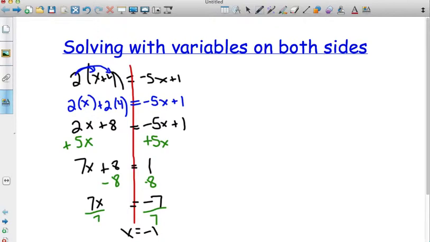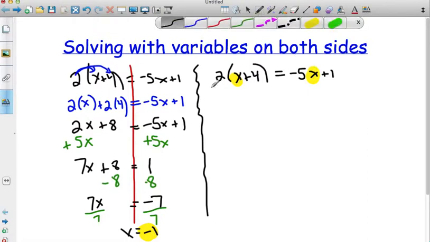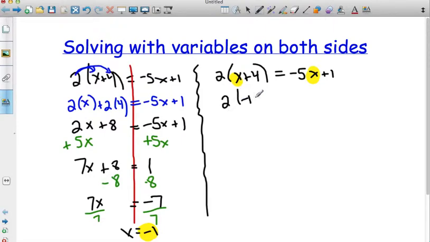Now we're going to just do a quick check here to make sure that negative 1 does work. So I have 2 times (x plus 4) is equal to, hopefully, negative 5x plus 1. As a reminder, when you're checking, you simply take your answer. If x is negative 1, you should be able to replace it in the equation up here, wherever you see x. So I now have 2 times (negative 1 plus 4) is equal to negative 5 times negative 1 plus 1. I hope we're doing good so far.